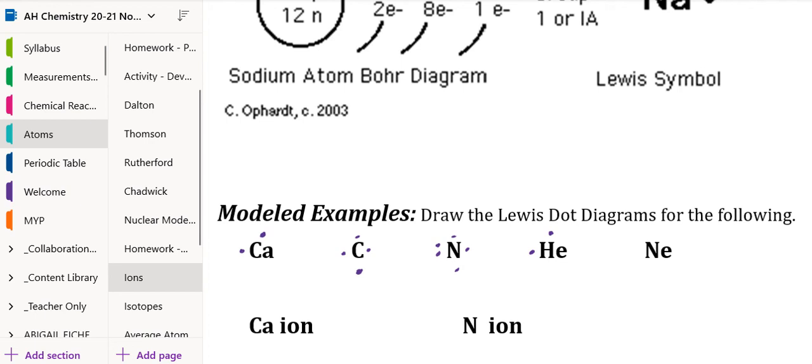Then neon, how many total electrons does neon have? Ten. How many valence electrons? Eight. All of the electrons are paired? So again, if you're drawing Lewis structures, what's the maximum number of dots you should have? Eight. If you have more than eight, you have done something wrong. Try again. Okay?